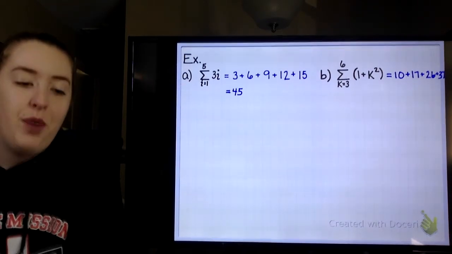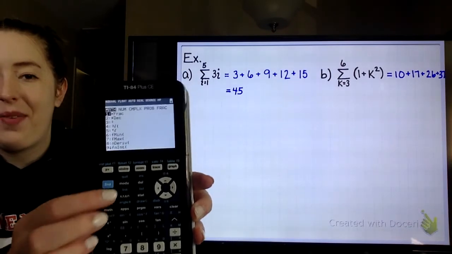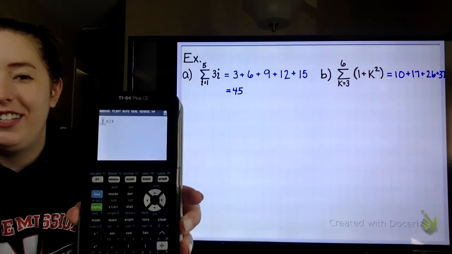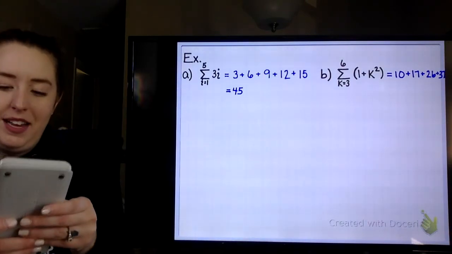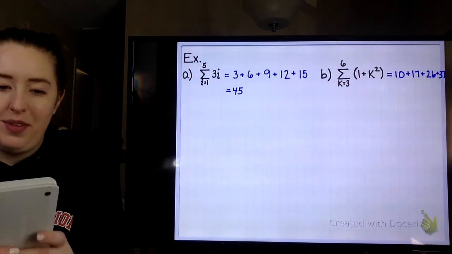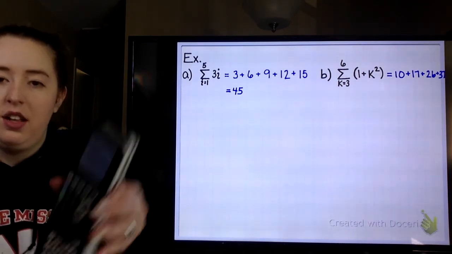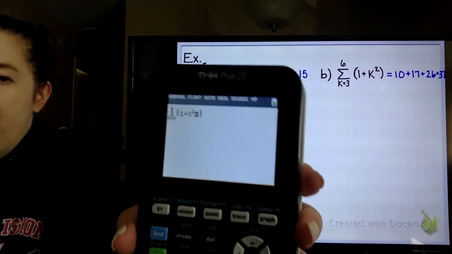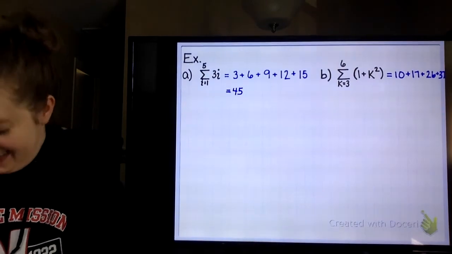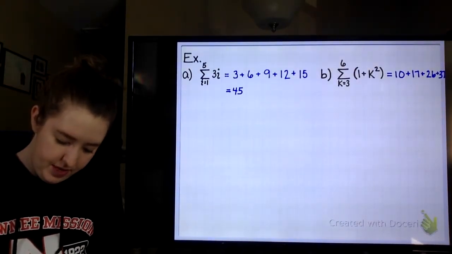Or for less brain power, we will go back and press math, go up till we get 0 for that summation, and then I'm going to put x equals 3, and then on top there'll be a 6, and then in parentheses I'll have 1 plus x squared. So I just switched out those variables. And now I'll press enter, and I got 90. That will be equal to 90.